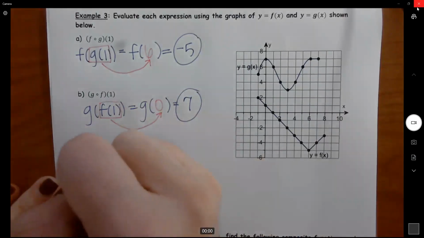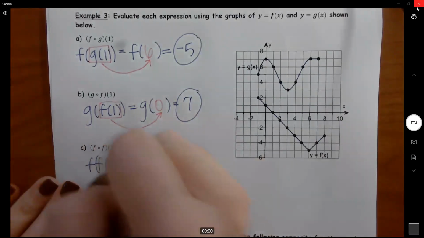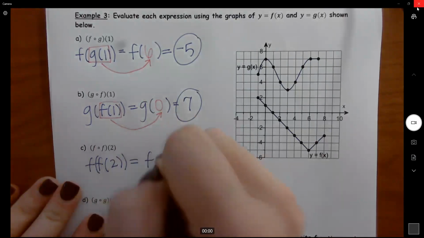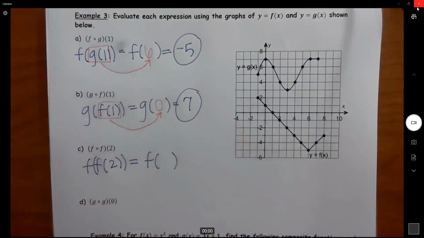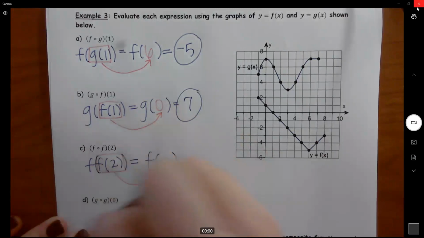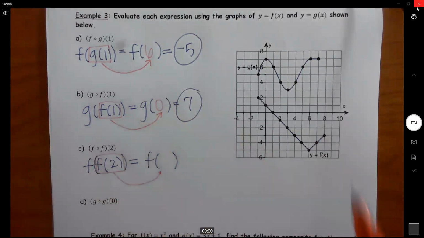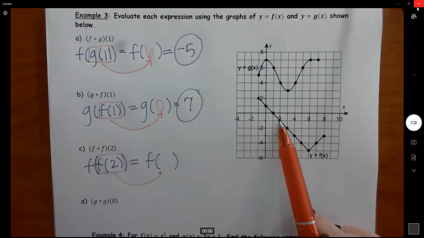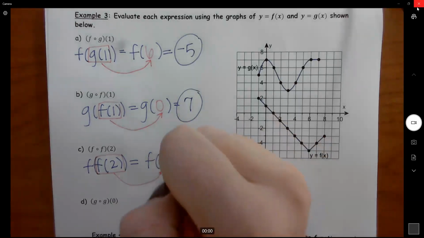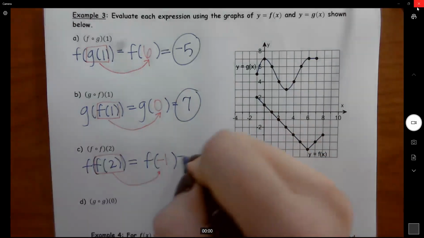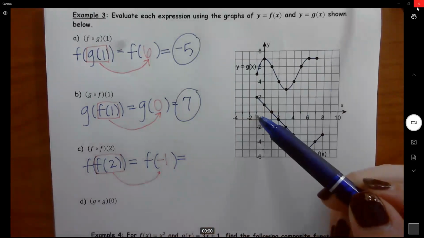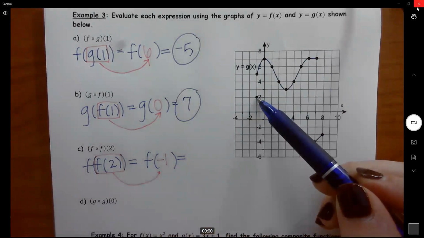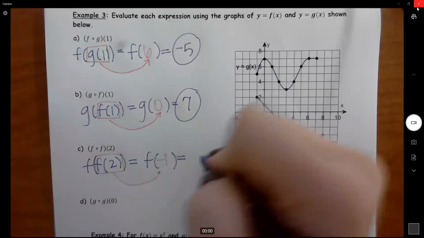Now we have f of f of 2. So what does f of 2 equal? Well, here's my 2. I'm going to go to my f of x graph. And what is my y? That's -1. And then we'll go here to -1. Here's my f of x. And what is the y with that? It is 2.